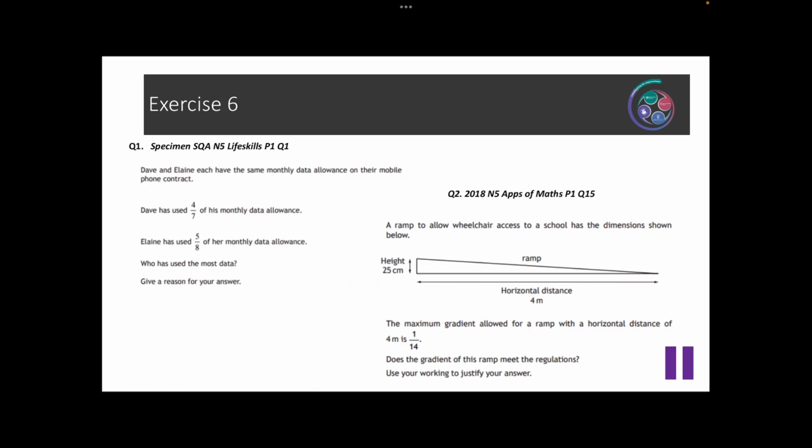So our last exercise, exercise 6, is looking at questions where we do need to compare fractions. So the first one from the specimen paper for the life skills course is fairly similar, only this time instead of simplifying, you're going to have to create an equivalent fraction with a bigger denominator there. And question 2 is actually a gradient question, but an element of it involves you comparing fractions. So this is a good example of where this skill can be applied elsewhere in the course. And this one's from the 2018 past paper, and it's paper 1 as well. So pause the video, try the questions, and once you've tried those, you can resume the video to see the worked solutions.